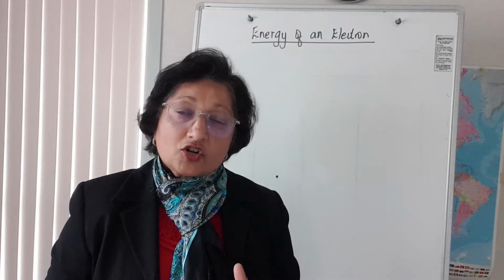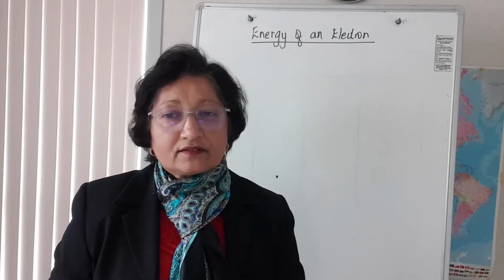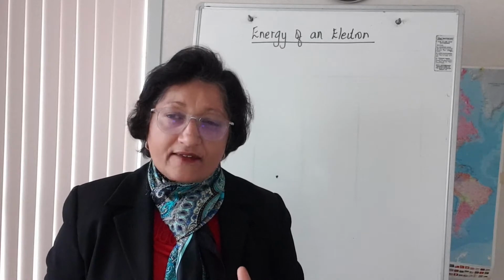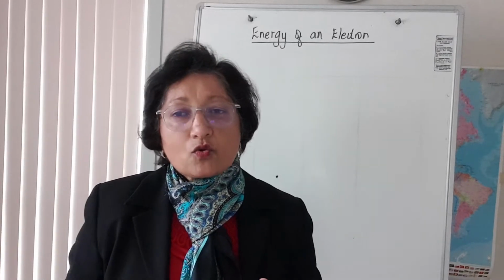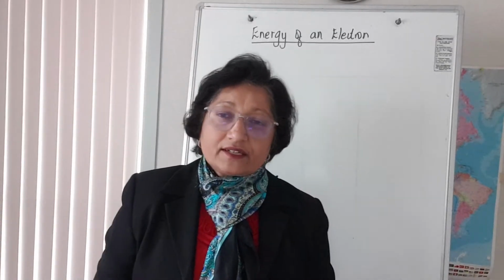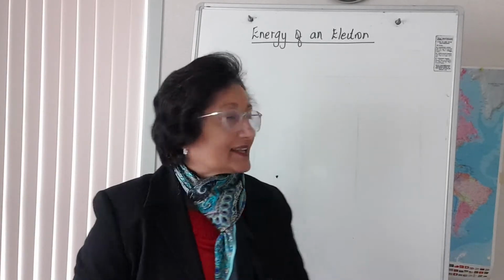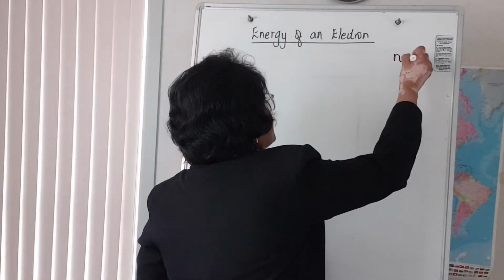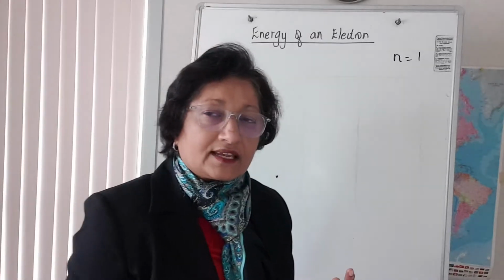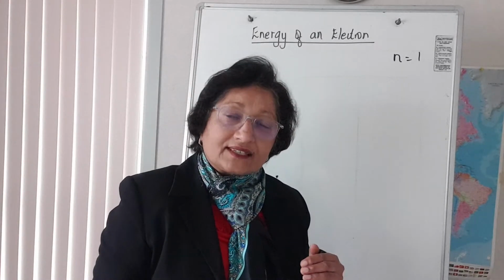The energy level closest to the nucleus is called the ground state, and each energy level is given a number which is called the quantum number, or the energy level number, and it's represented by the letter n, the little n. So n equals 1 is your ground state, and that's the lowest energy level.